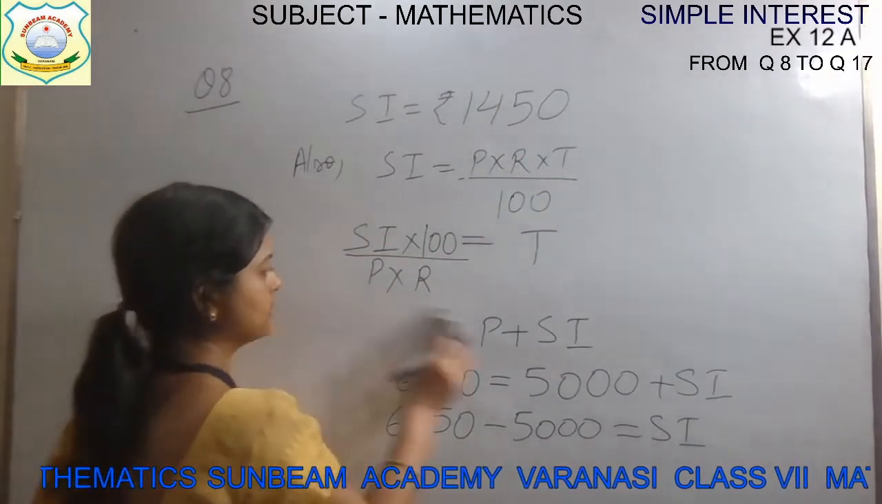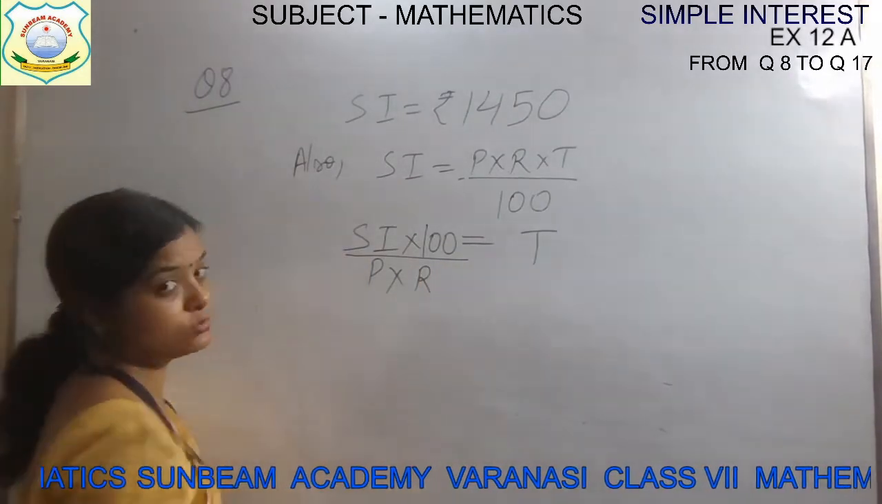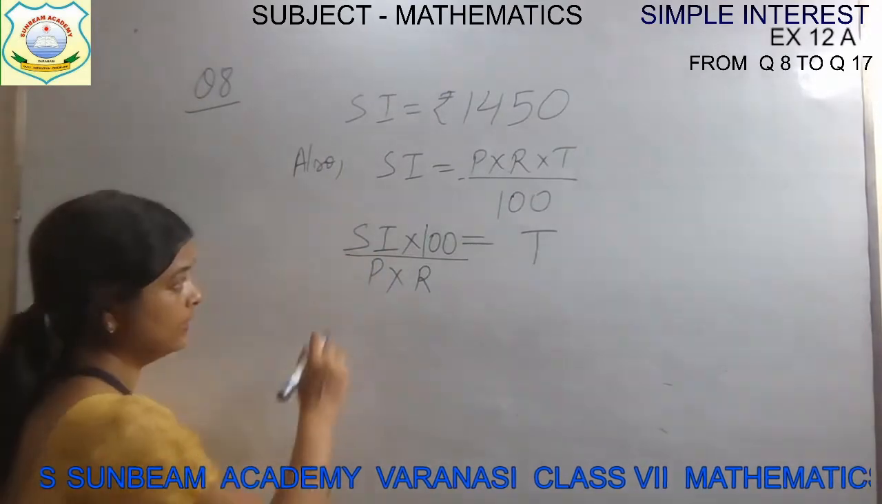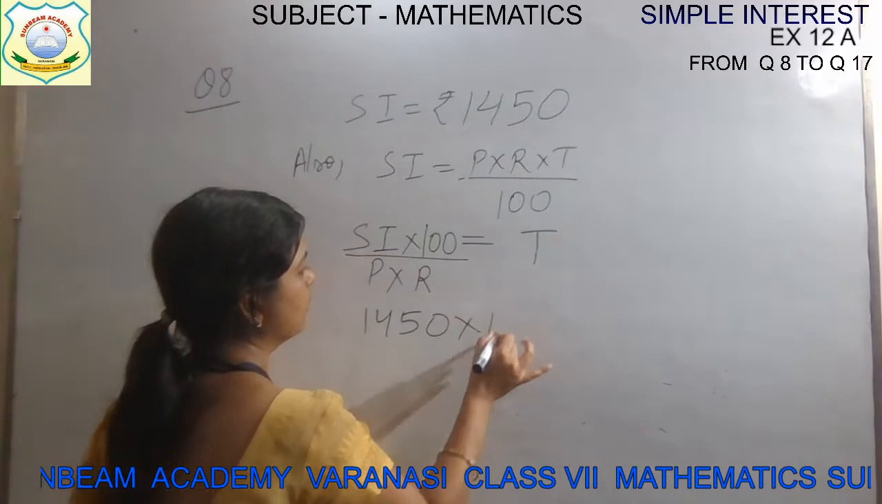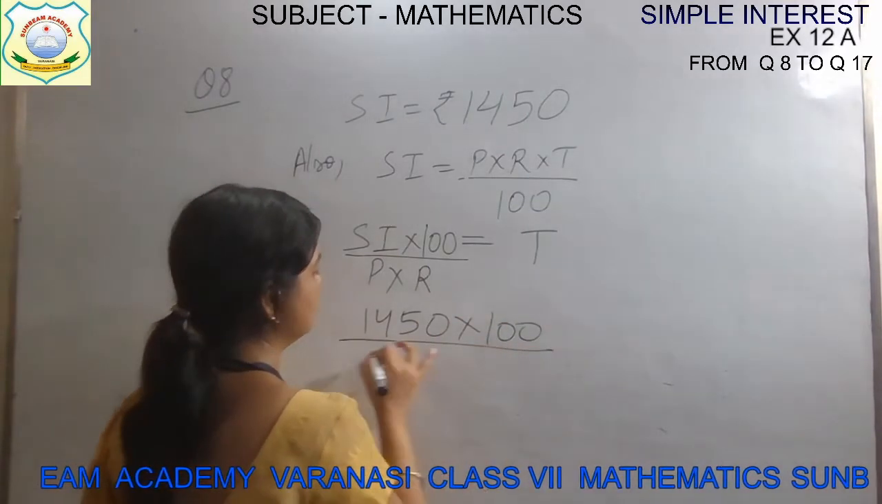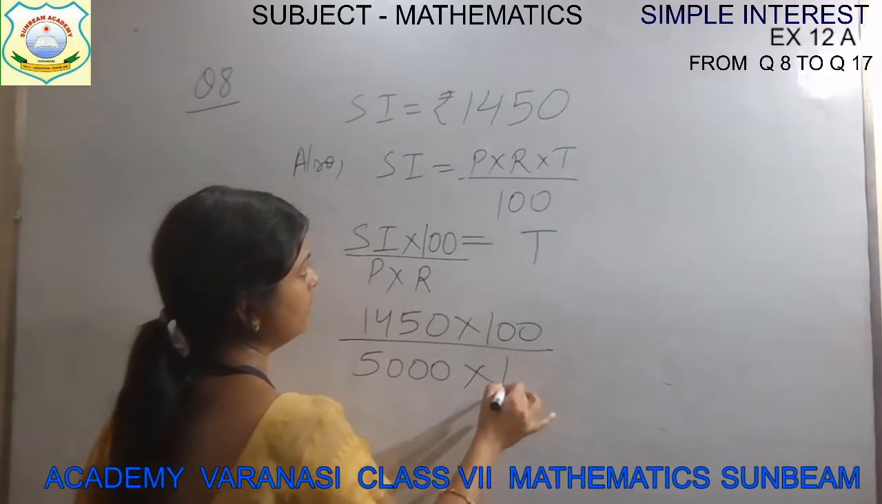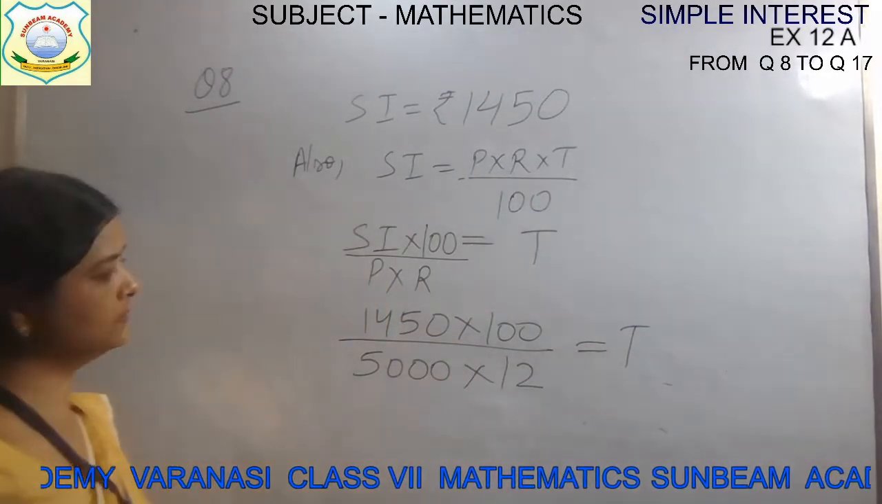Now next step, put in the values, all the values we now know. Earlier we did not know this SI, so we have found it. Now simple interest is 1,450 into 100 upon principal money 5,000, children, into rate 12. This is the time. Now calculate it, children.